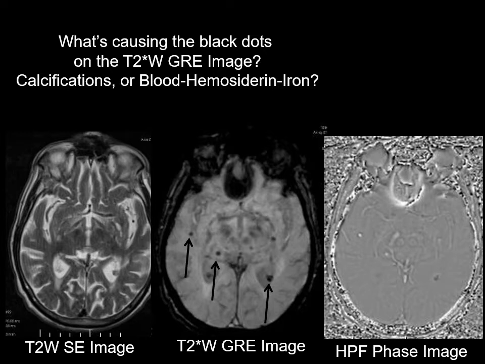We see that some of the black dots are white and some of the black dots are black. As illustrated here, we would conclude the white dots are paramagnetic and therefore likely blood or blood breakdown products, so little microhemorrhages, whereas the black dot is calcification in the choroid plexus.